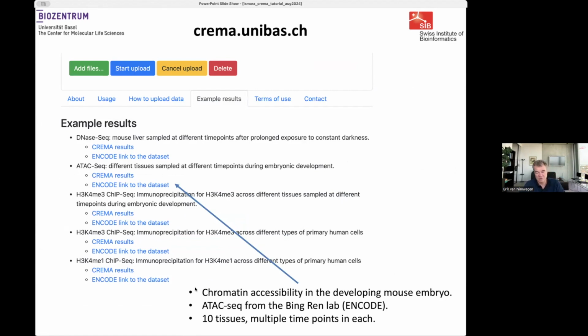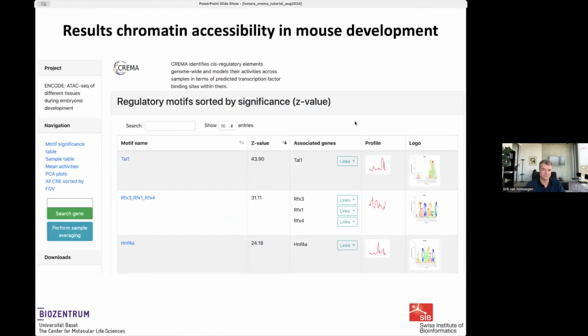And so this is chromatin accessibility in a developing mouse embryo. So this is at different time points during mouse embryo development, and from different tissues in the mouse. And this is coming from the Bing Ren lab. It's part of ENCODE, and it's 10 different tissues, multiple time points in each tissue.